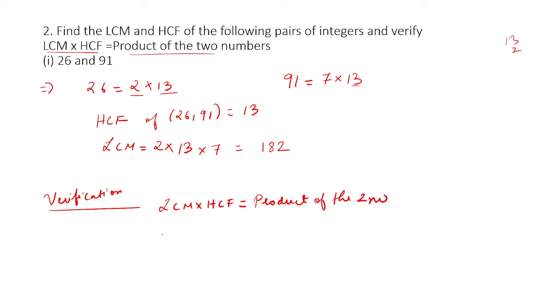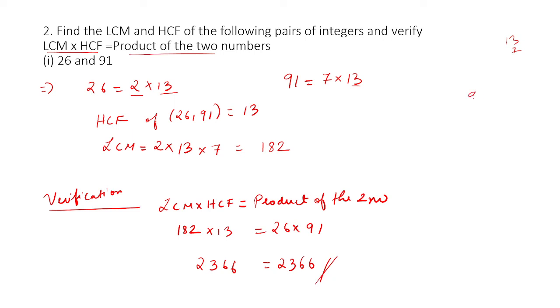So the LCM is given as 182, and HCF is given as 13. Now the two numbers that we are dealing with currently are 26 and 91. So 182 into 13 actually gives you 2366, and 26 into 91 also gives you 2366. Okay, so this is how you get it.